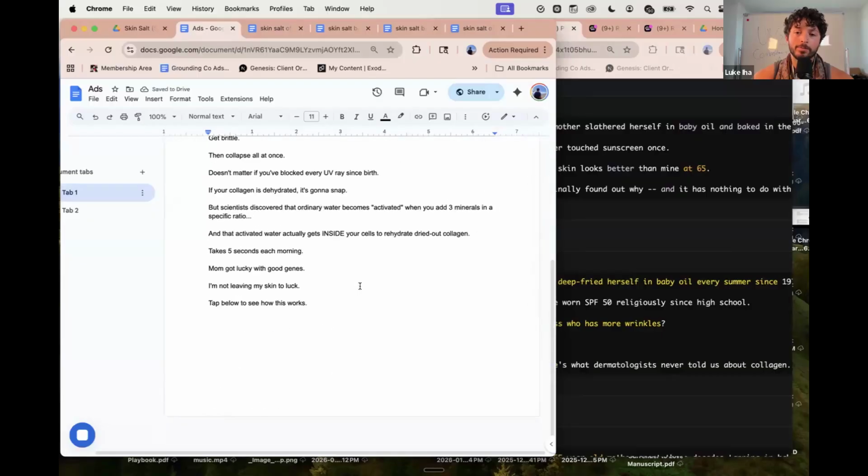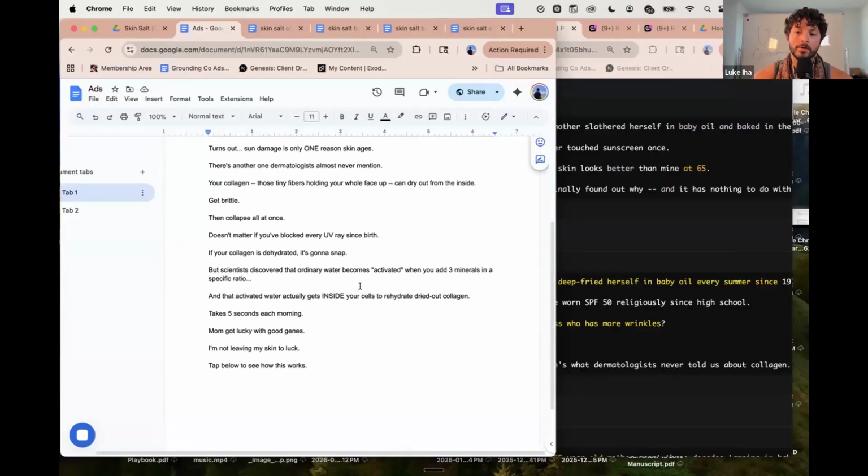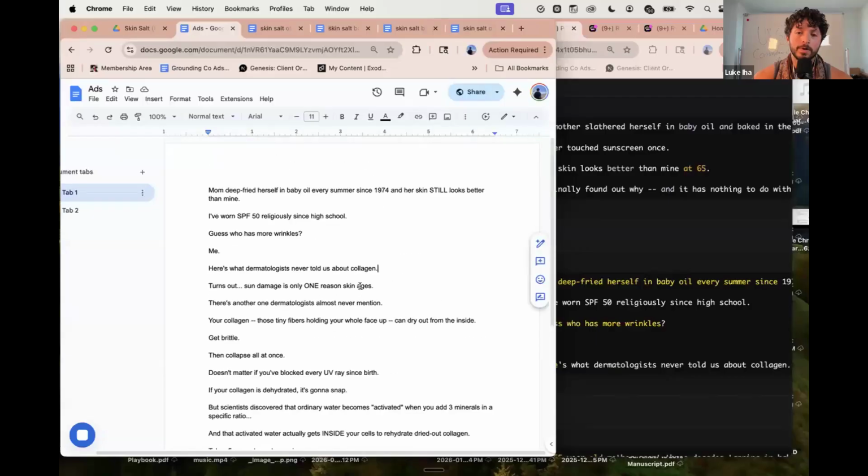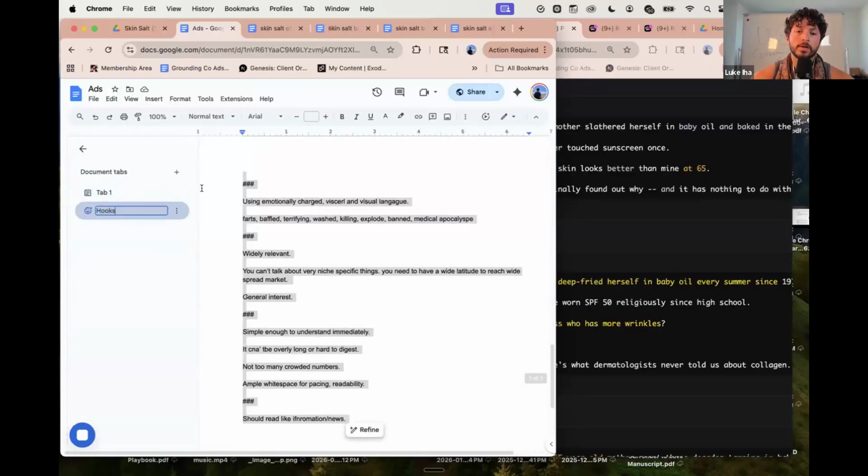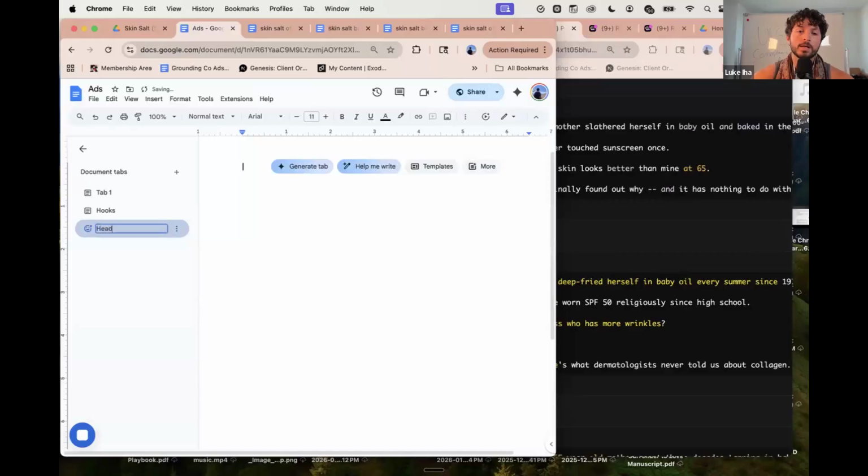I mean, this is a pretty good ad, would you say? Yeah, I'll give you access to this hook one. Pretty good ad. I'd say it's not so bad. By the way, I'll make sure this gets put in there. You can use this same exact process for headlines.